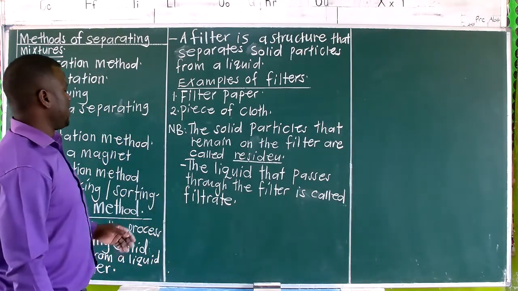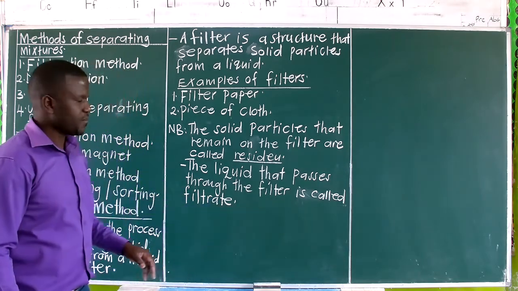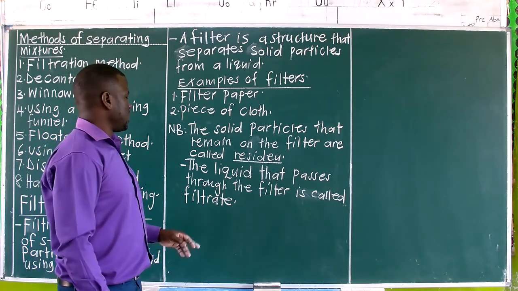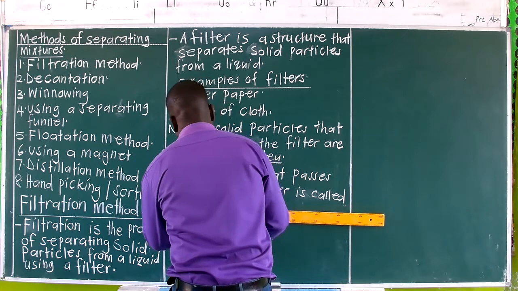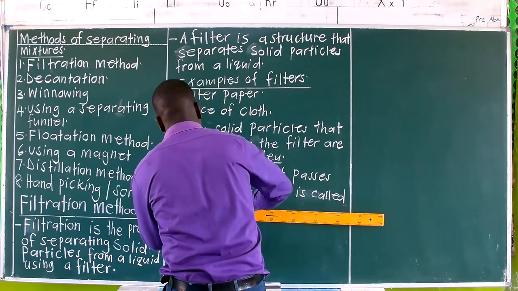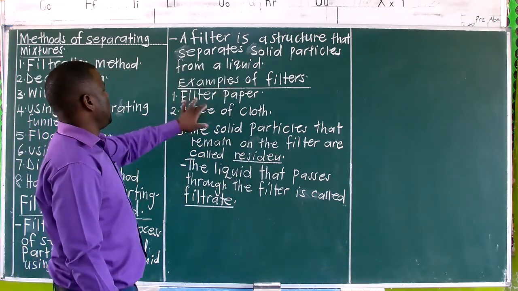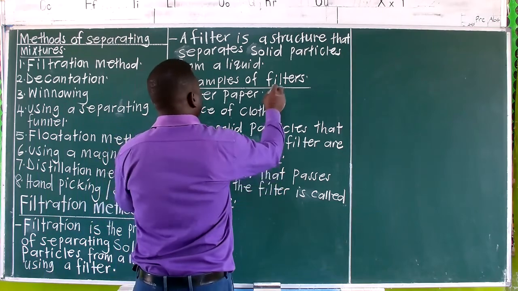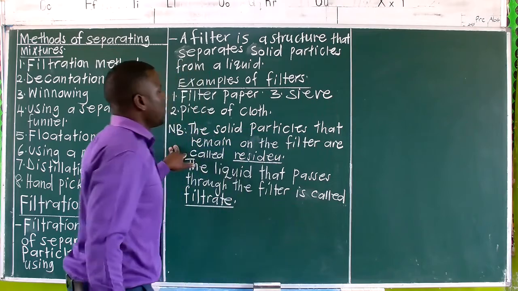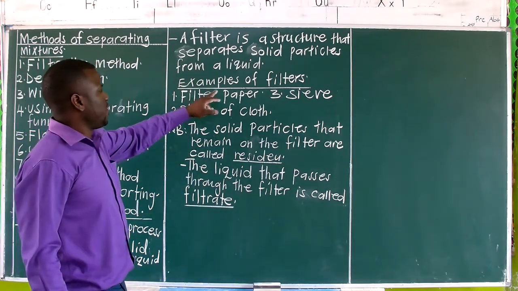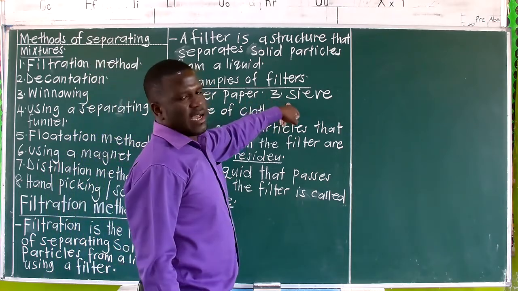The liquid that passes through the filter is called filtrate. As simple as that. So there's a difference between filtrate and residue. Residue are the solid particles that remain on the filter. You looked at examples of filters. We have filter paper, piece of cloth. We even have a sieve. You can add the number 3: a sieve. So examples of filters: filter paper, piece of cloth, then we have a sieve.